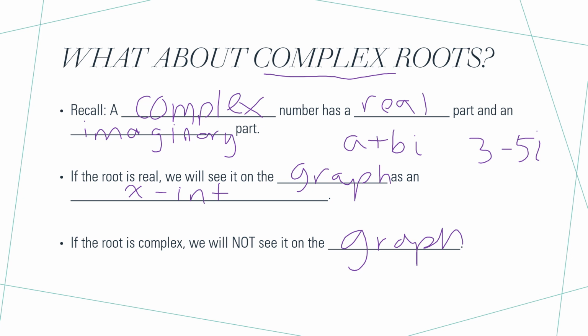This is something that you probably want to write down. If the root is complex, we will not actually see it on the graph. The total number of roots is equal to whatever the highest exponent is. That's called the degree. So you might have 2, 3, 4, 5, whatever you have. Any roots that are real, when you graph it, you will see them on the x-axis. Whatever is left over must be a complex root. So you know how many there are total, you can see how many of them are real, and the rest would be complex.